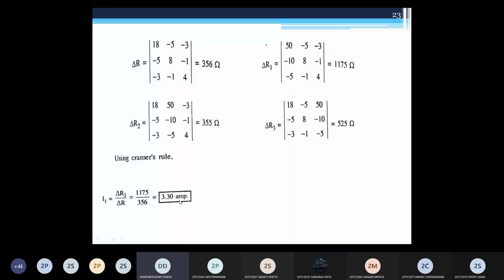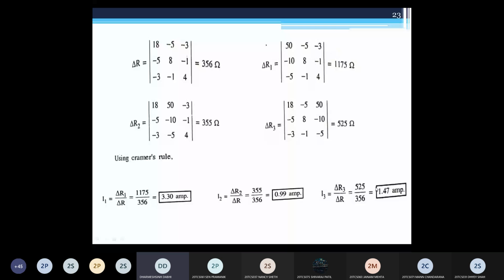I2 is 1 ampere. Yes, I2 is 0.99, so it is almost 1 ampere. It is delta R2 divided by delta R. And I3 is delta R3 divided by delta R. So you get 1.47. Clear, all of you?